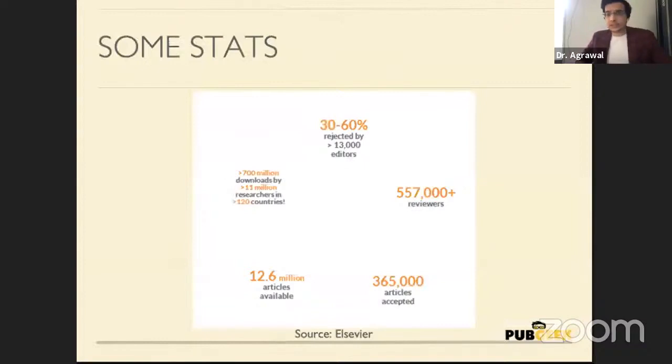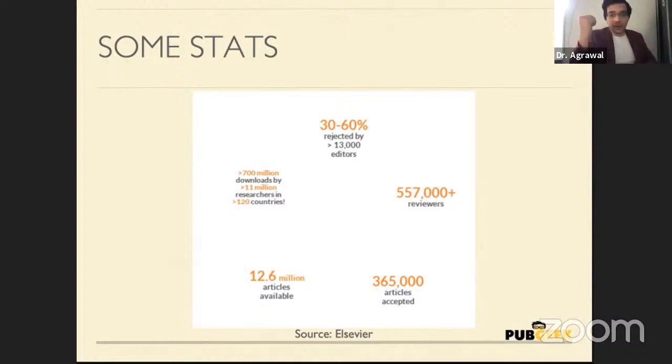So these are just some stats for someone who may have a paper rejected. Just remember that 30 to 60% of all papers received by a journal are rejected by editors, right? And so therefore make sure that your layout is appropriate, your title and abstract are absolutely hammered down.